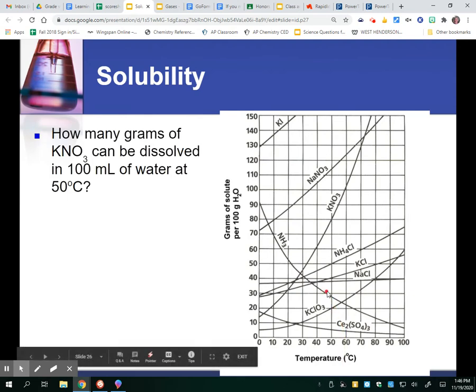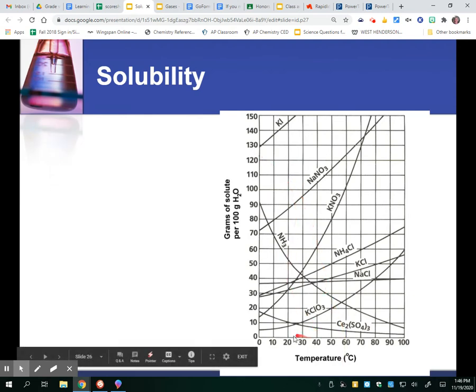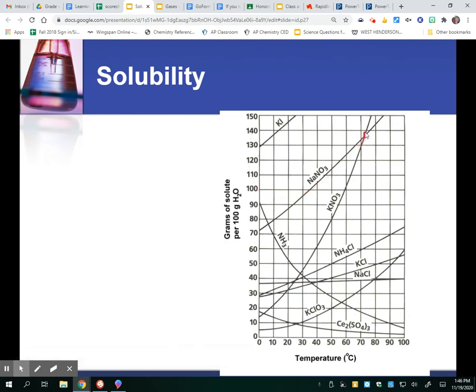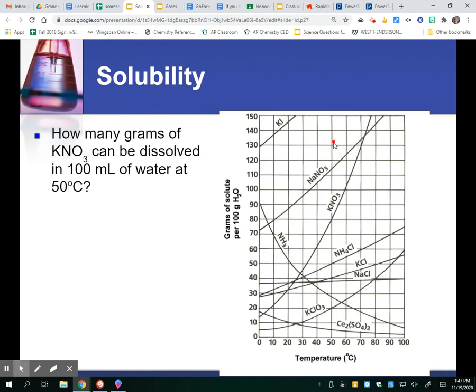Now, this solubility curve right here has a lot of different substances. So it not only has that potassium nitrate that we were dealing with before, but it has lots of other substances as well. And you can see for the most part, most substances, as temperature increases, the solubility does increase as well, since most of these tend to be positive slopes.